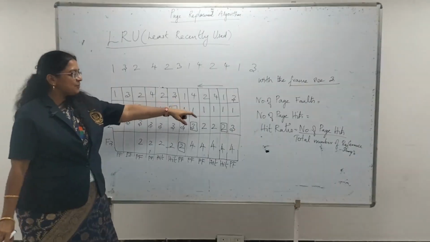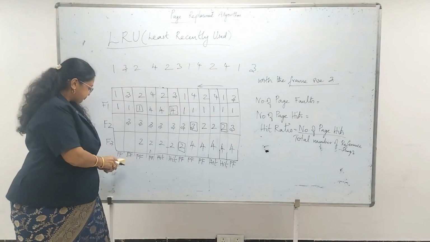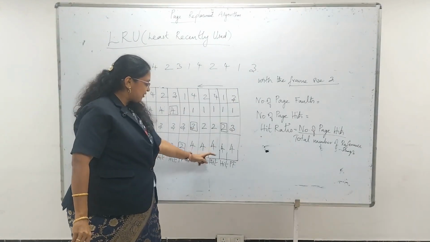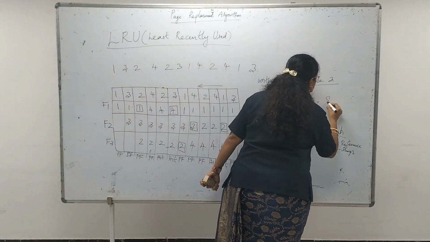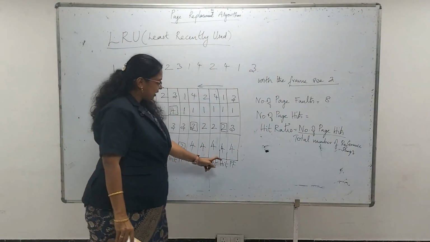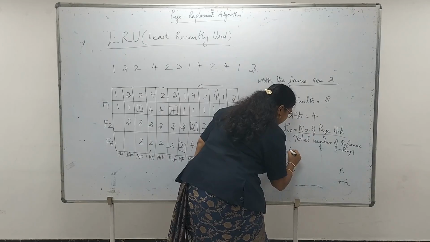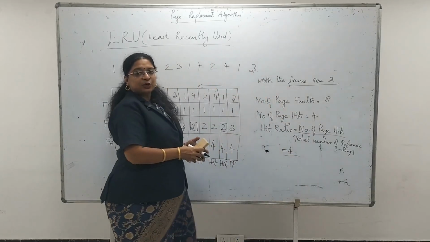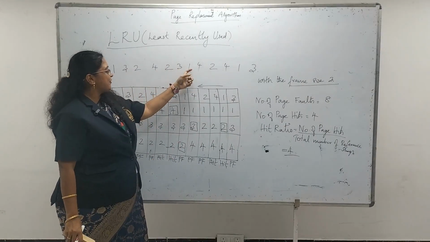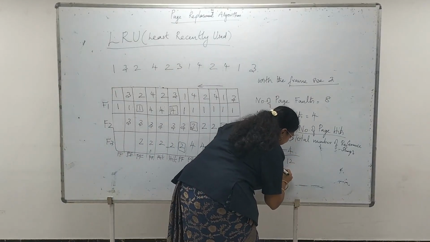So now, same thing, calculate the number of page faults. 1, 2, 3, 4, 5, 6, 7 and then 8. Number of page faults is 8. Number of page frames is 1, 2, 3, 4. So the number of pages is 4 divided by the total number of reference frames: 1, 2, 3, 4, 5, 6, 7, 8, 9, 10, 11, 12. So 4 by 12.